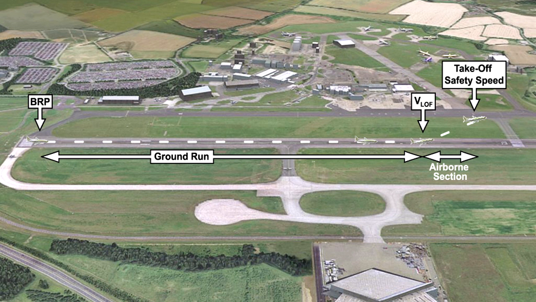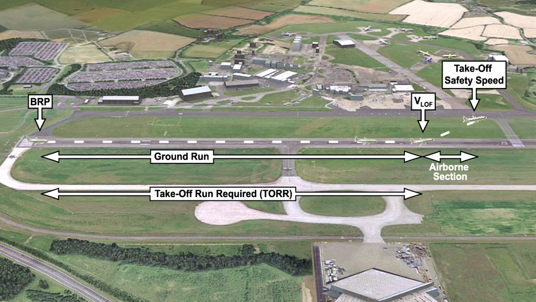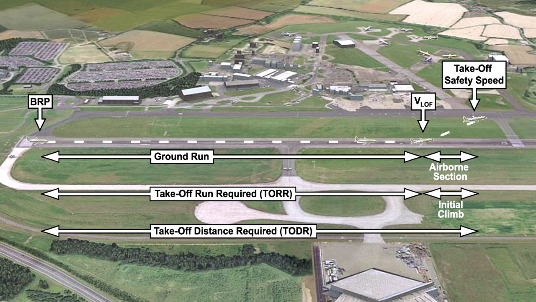The takeoff can be divided into two parts. We call these the ground run and the airborne section. The first part, the ground run, is usually referred to as the takeoff roll required, or the takeoff run required, which is the distance traveled from brake release to liftoff. The second part of the takeoff, the airborne section, is commonly referred to as the initial climb. This is the distance covered from liftoff until the aeroplane reaches the screen height. The combined length of the takeoff run required and the initial climb is known as the takeoff distance required.